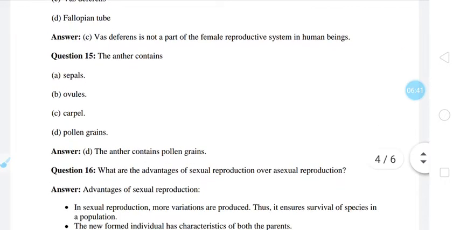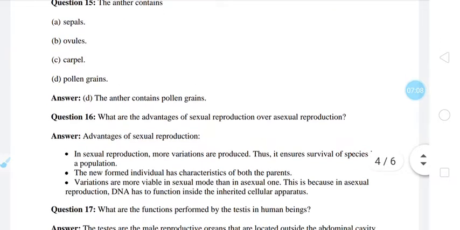Question number 15. The anther contains what? Sepal, ovule, carpel and pollen grains. So pollen grain will be the answer. Sepals are non essential whorls. We have spoken about sepal and petal. Ovules are present in the female reproductive part, that is carpel. Another name of carpel is pistil. So pollen grain will be the answer. The anther contains pollen grains.